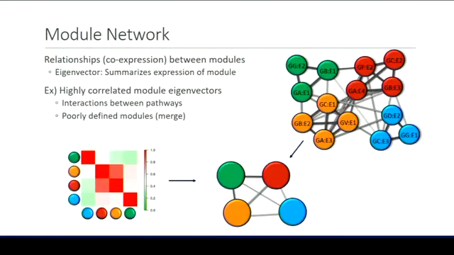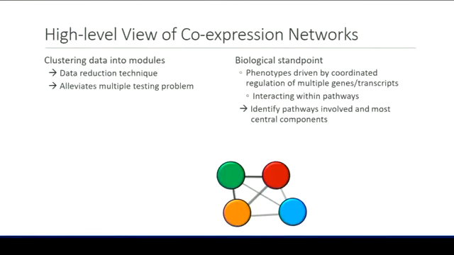One thing that we can do is use what's known as the eigenvector of a module, which would basically summarize the expression of the module as a single value. Then we can use this information in basically a new correlation network, where we can look at the correlations between different modules. If we see highly correlated modules, it could mean that we may have interacting pathways, but we could also use it to further refine our network and maybe merge our modules. For instance, if they're highly correlated, that may mean that they're poorly defined, and they should actually be merged to make a better module.